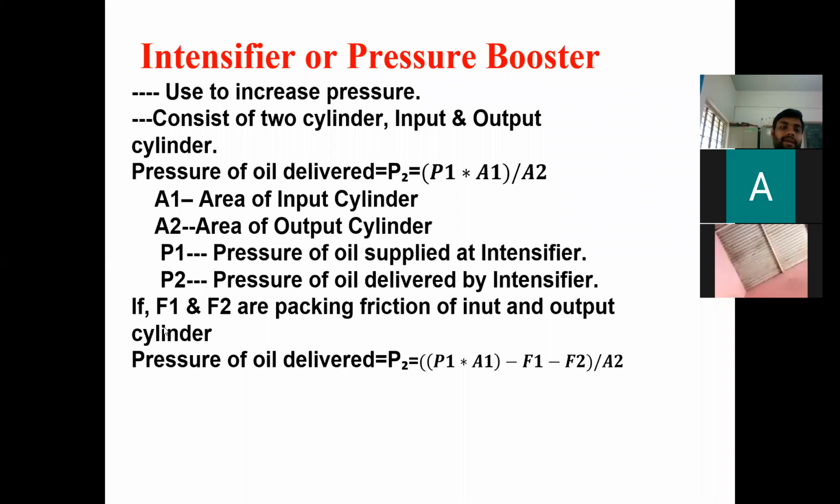If we consider F1 and F2 as packing friction, then the formula for pressure P2 becomes P2 is equal to (P1 into A1 minus F1 minus F2) upon A2.